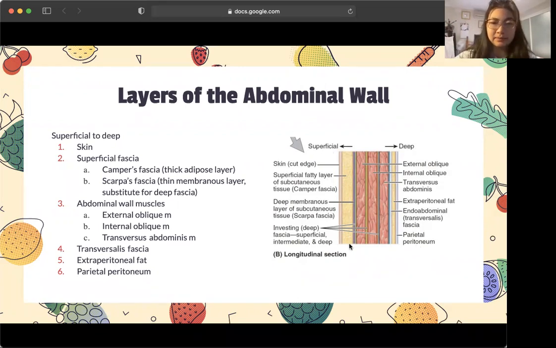So we've got your skin. Then we've got 2 layers of superficial fascia. The Scarpa's fascia, that slightly deeper layer, is your substitute for deep fascia. So you can remember that Scarpa's fascia essentially looks a little bit like deep fascia, and so it's going to be thin and membranous. Whereas your Camper's fascia, which lies above that, is your normal thick adipose layer. Then you've got your abdo-wall flat muscles. You've got your external oblique going to your internal oblique, makes sense. Then transversus abdominis. Then you have your transversalis fascia, extraperitoneal fat, and then your parietal peritoneum.